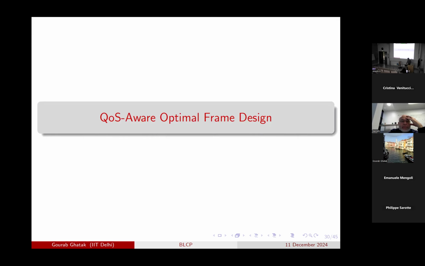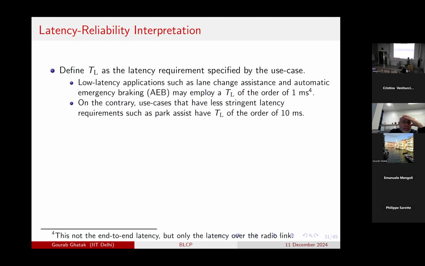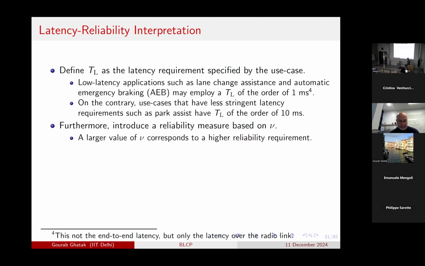Okay. So now we want to design this frame, which is a quality of service aware frame design. Let's say I have a latency requirement by a specific use case. So low latency requirements such as lane change assistance, automatic emergency braking may employ a TL or latency deadline of the order of 1 millisecond. It's not end-to-end latency, it's only over the radio, let's say. On the contrary, use cases with less stringent latency requirements such as parking assist can have several tens of milliseconds as the latency deadline.